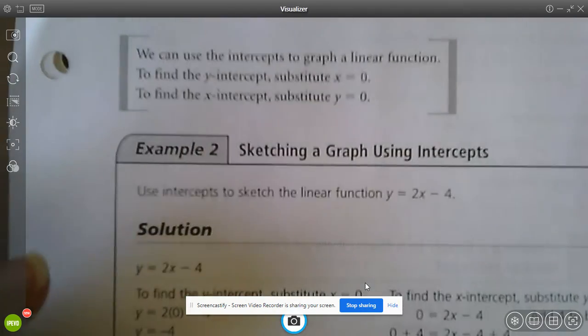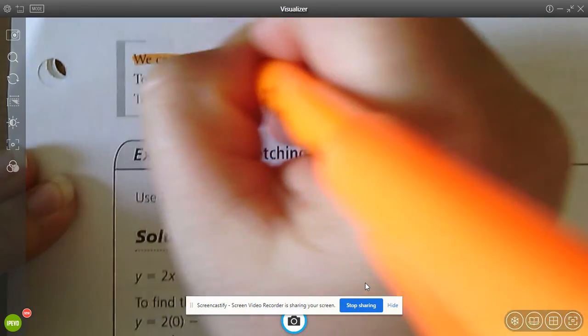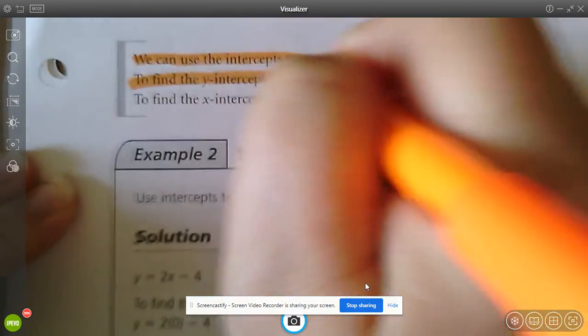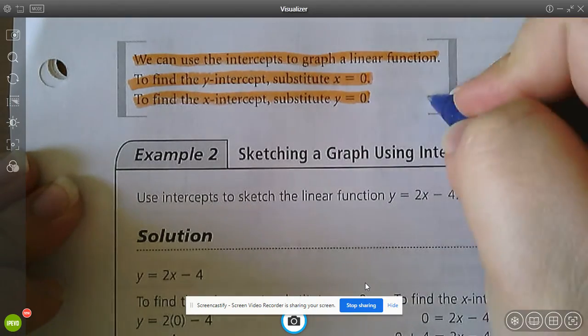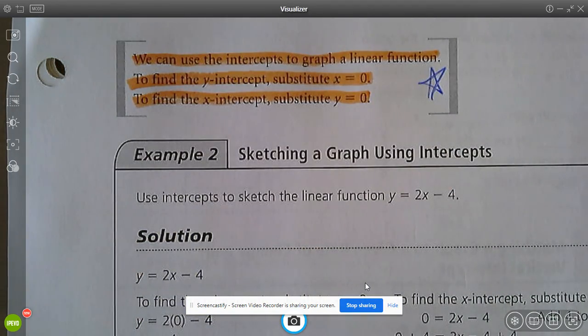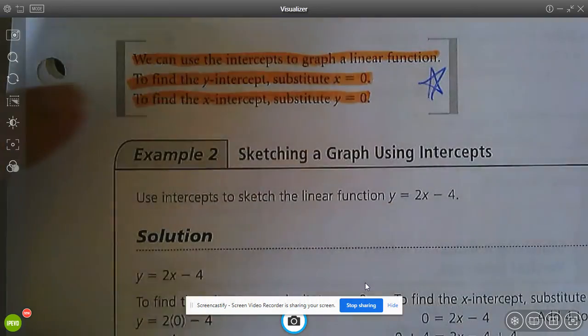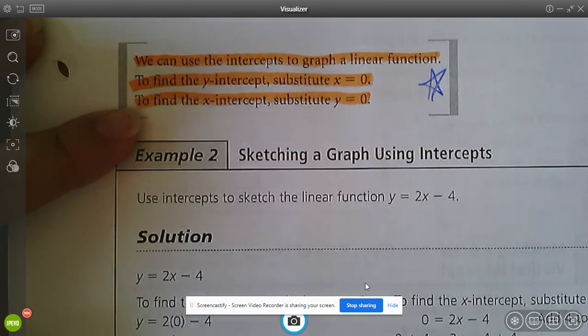So right at the top here, this is very important. Highlight it, star it. Again, if you're making your own notes by hand, this would be something that I would absolutely write down and make a note of. We can use the intercepts of a graph of a linear function. Again, if we want to find the y-intercept, substitute x equals 0. If we want to find the x-intercept, substitute y equals 0.